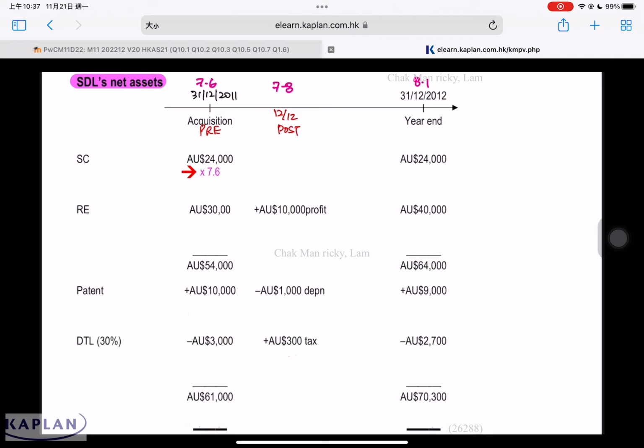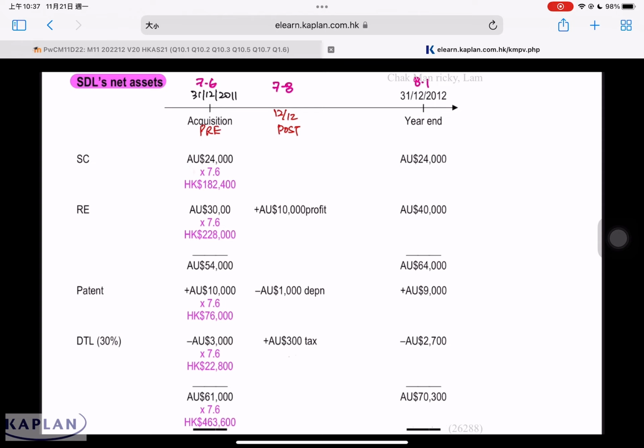Multiply by 7.6, we should have Hong Kong dollar 182,400. The retained earnings multiplied by 7.6, we should have Hong Kong dollar 228,000. The patent recognized initially at acquisition will be translated at 7.6 as well, equal to Hong Kong dollar 76,000. The deferred tax liability translated to presentation currency will be equal to 22,800. The net assets translated at 7.6 will be equal to Hong Kong dollar 463,600. Those in pink are the translated amounts.